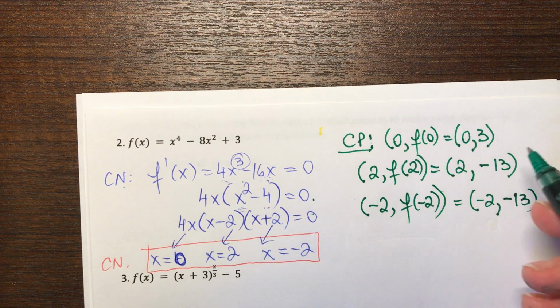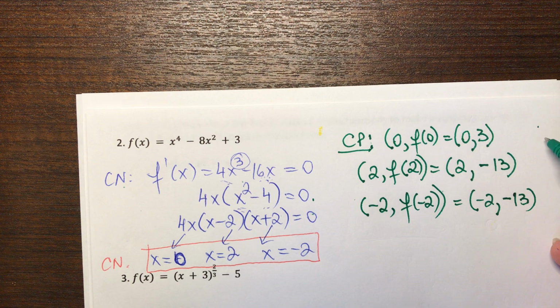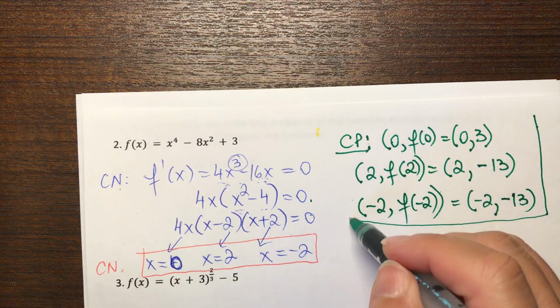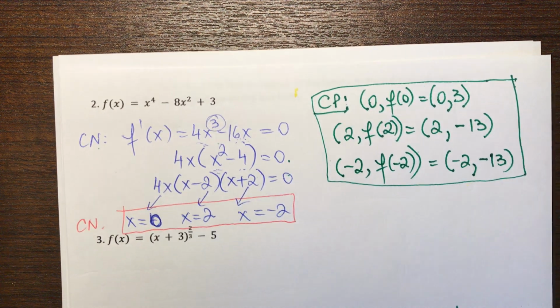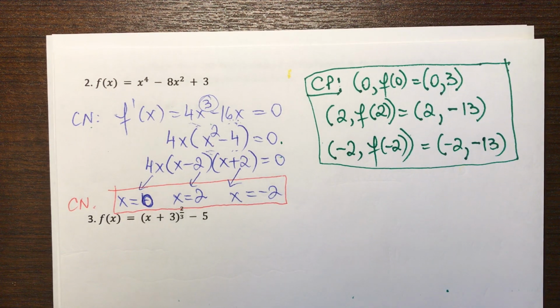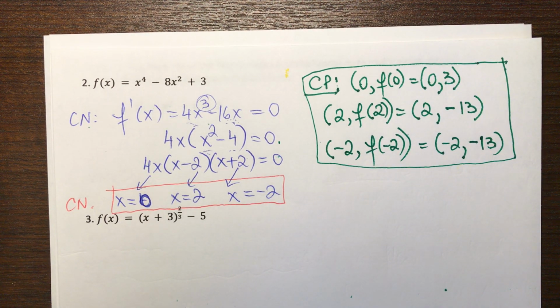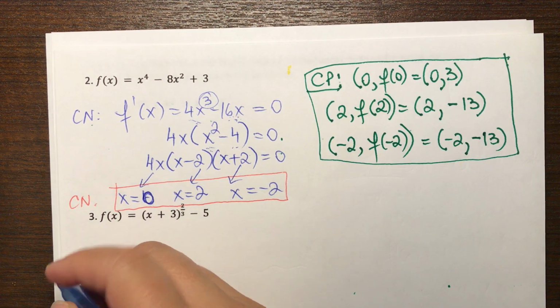So at both these x's, you are the same height in the graph. So here are your critical points. So if you have a max or a min, that's where you'll find it. Okay. And finally, one more, and then we'll take a break on this video.